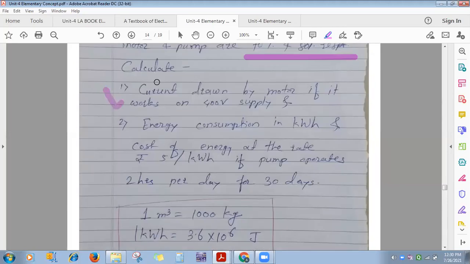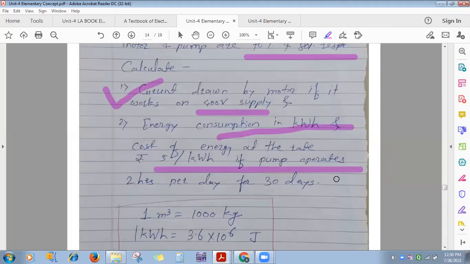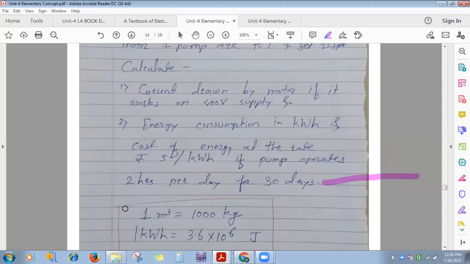So you have been asked the current drawn by the motor if it works on 400 volt supply, energy consumption in kilowatt hour, and cost of energy at the rate of ₹5 per kilowatt hour, if the pump operates 2 hours per day for 30 days. Means in 1 month 30 days are there, and daily that motor pump assembly operates for 2 hours. So you have been asked to calculate the energy consumption in kilowatt hour, electricity bill also, and current drawn. Okay, all these parameters we will calculate in the next lecture.